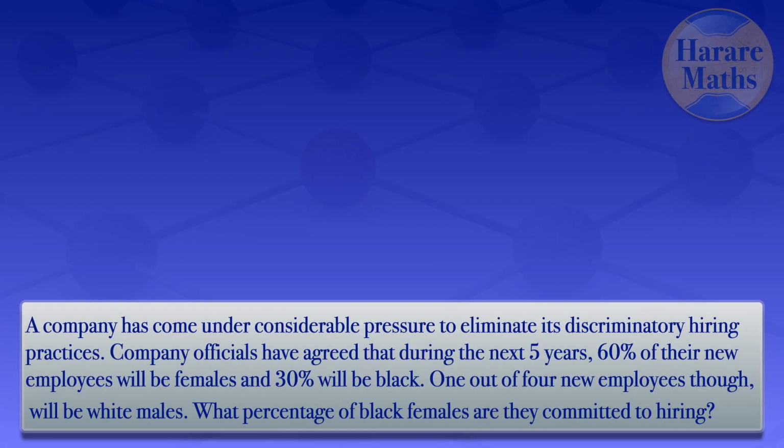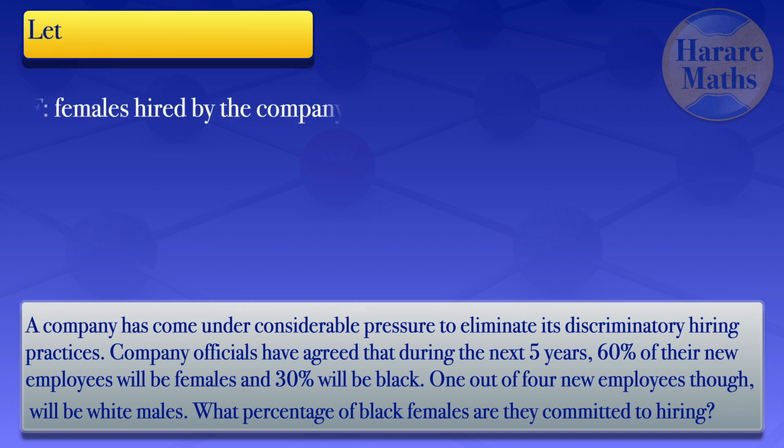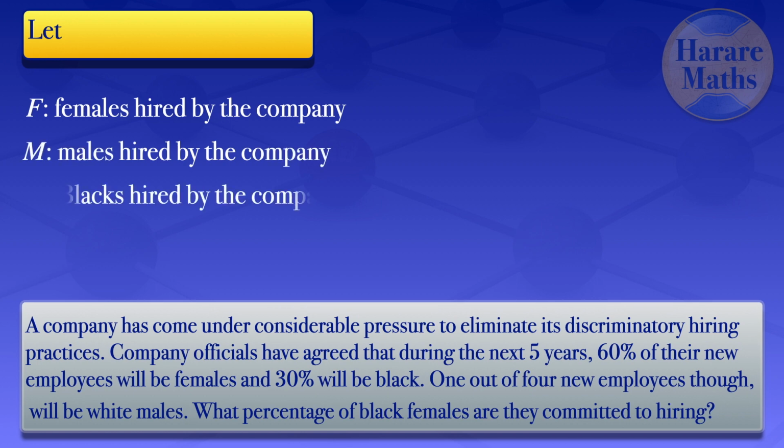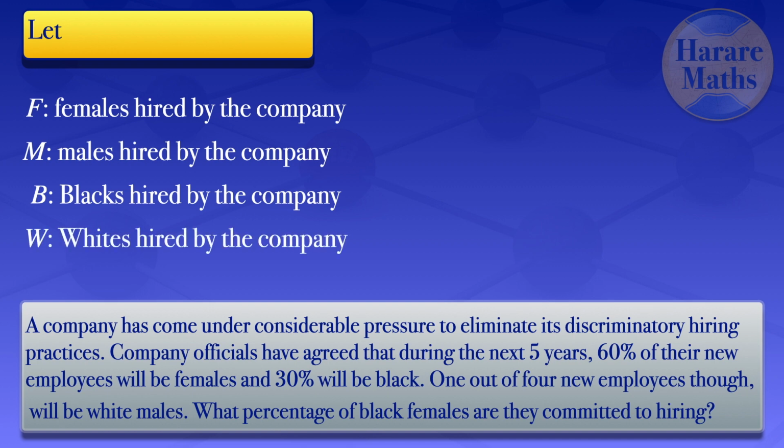So I'll start by defining some terms there. I'll call F the females to be hired by the company, M the males to be hired by the company, B blacks to be hired by the company, and W whites to be hired by the company. So if we are using that notation, I will now go on and extract the information from that paragraph which is below.